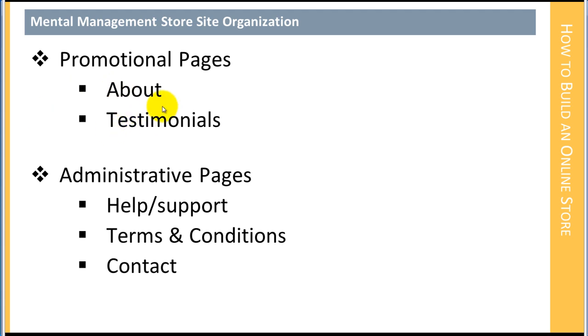Then we're going to have some promotional pages. So, one of them is going to be about Lanny's story and the story of his company and all that sort of thing. So that's going to be the about page. And then, of course, Lanny has all kinds of champions for testimonials. And so we'll have a testimonials page where people who have benefited from his system will be able to tell their stories. And then we'll have the necessary administrative pages. So, for example, help and support, terms and conditions, contact, that sort of thing.